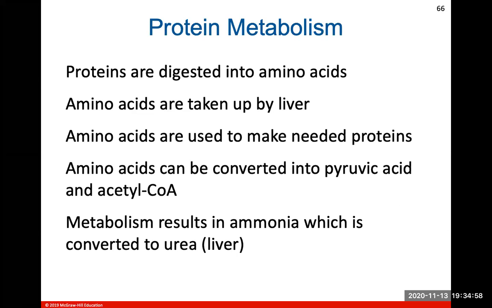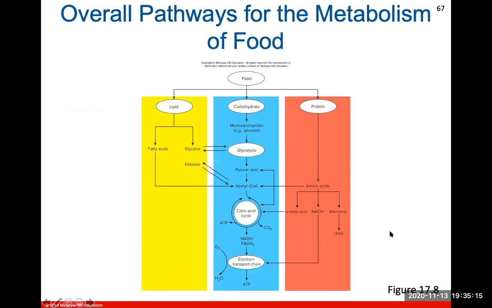Protein metabolism: proteins are digested into amino acids, which are taken up to the liver. They are used to make other needed proteins. Amino acids can be converted into pyruvic acid and acetyl-CoA, and the metabolism will result in ammonia, which is converted to urea in the liver. So these just take us through the overall pathway for the metabolism of food, the lipid and protein metabolism. The carbohydrate, which gets us to glucose, will go through these steps of forming ATP, where the majority of ATP will be formed.